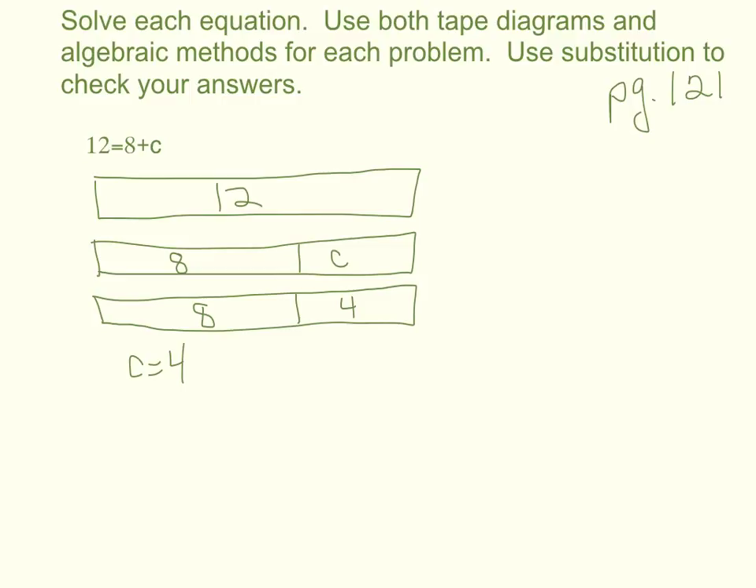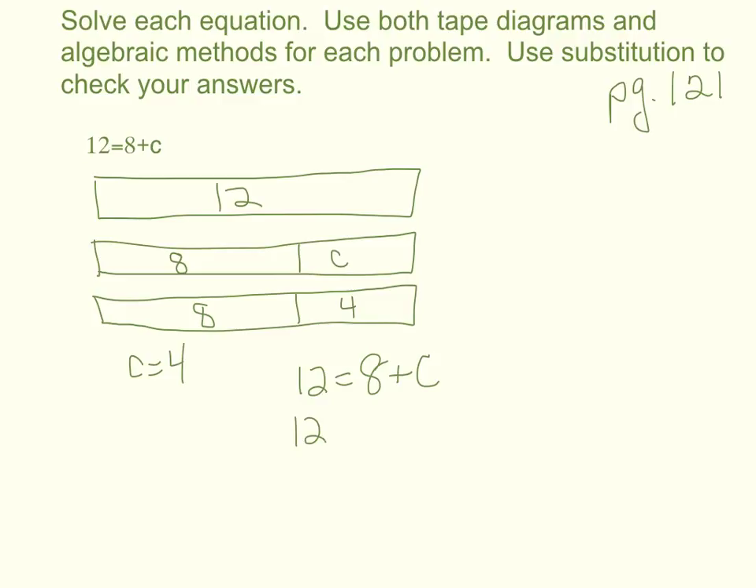Now let's take a look at solving with the algebraic method. 12 equals 8 plus c. As we're taking a look at this, we want to know what c equals, so we want to get c alone by itself. And in order to do that, we have to get rid of that 8. We're going to use the identity property. It's a positive 8, and we know that if we add a negative 8 to it, it will equal 0.